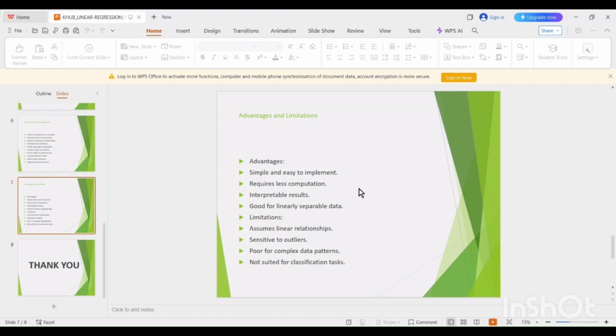Let us discuss some advantages and disadvantages of linear regression. It is very simple and easy to implement, and it requires less computation. It is good for linearly separable data. The limitations are that it assumes linear relationships, is sensitive to outliers, is poor for complex data patterns, and is not suited for classification tasks.